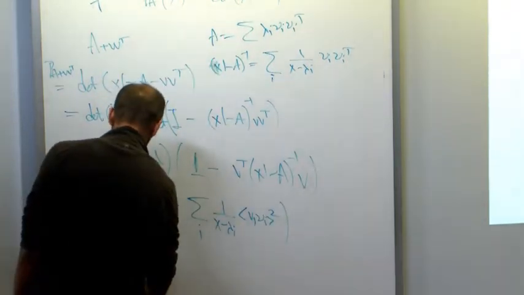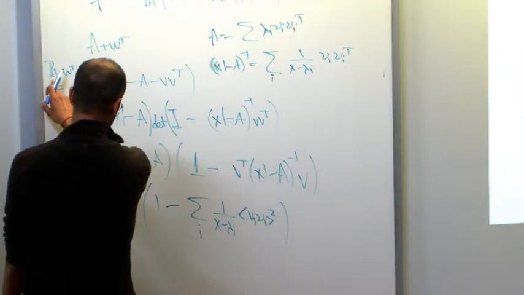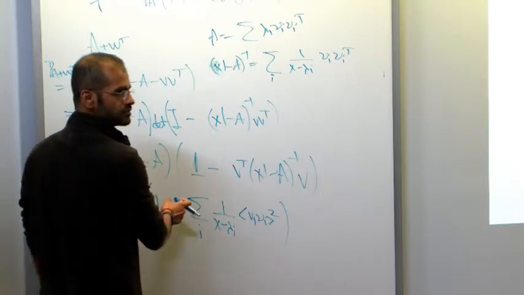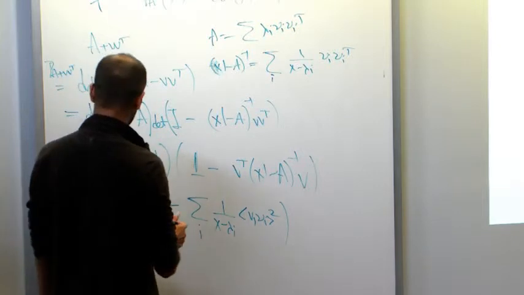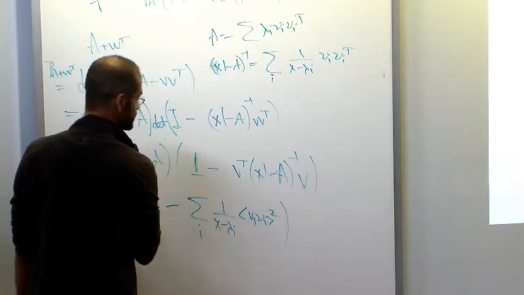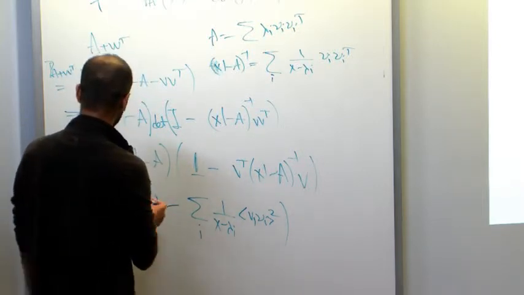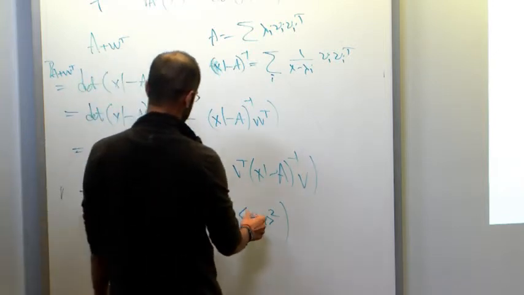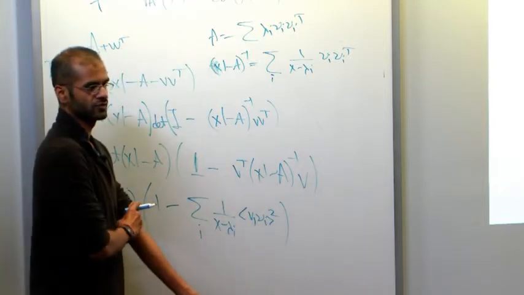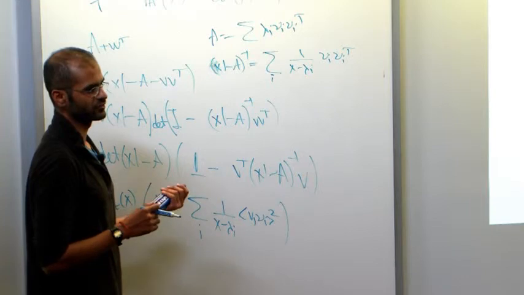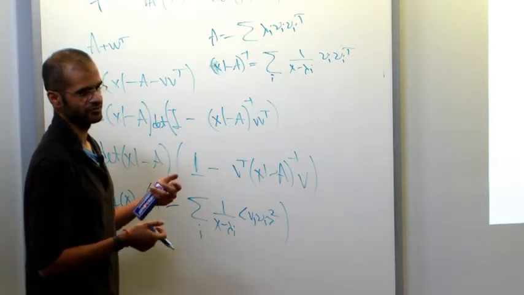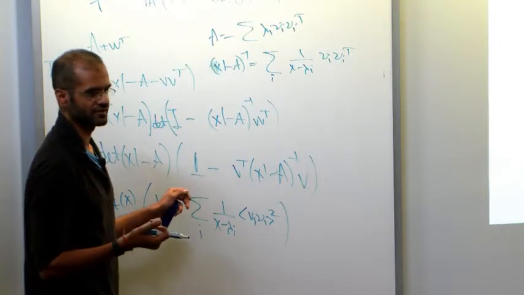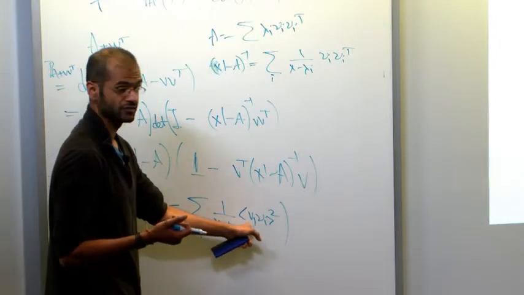Now, when this is 0, one of these things has to be 0. So the roots of this new characteristic polynomial are either just the roots of A, which correspond to the directions in which V inner product u_i is equal to 0. So if I add a vector V which is orthogonal to some eigenvector, then the corresponding eigenvalue simply doesn't change. So let's assume that doesn't happen. Let's assume all these inner products are non-zero.